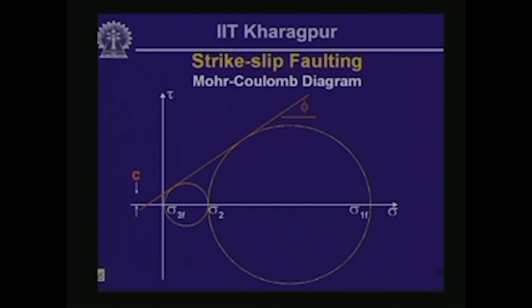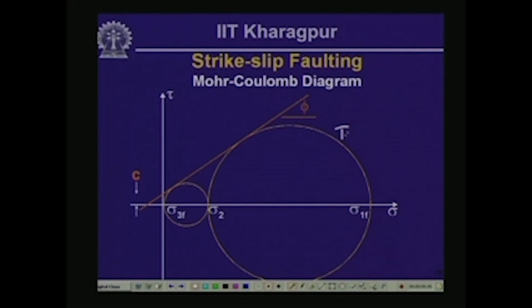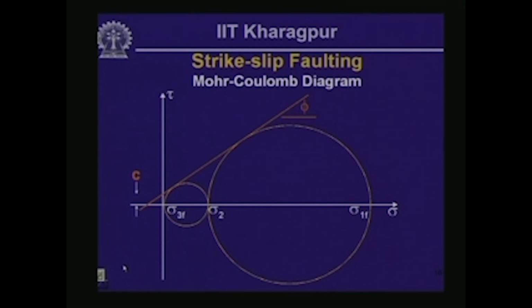One of the circles is going to be between the major principal stress and the intermediate principal stress, shown on the right there. So this is the first one, and the other Mohr circle is going to be between the intermediate principal stress and the minor principal stress, shown by the smaller circle to the left of this particular Mohr Coulomb plot. Okay, so that shows you how we can view the faulting problem as a Mohr Coulomb failure problem.